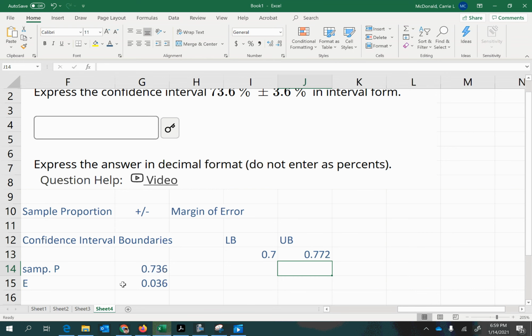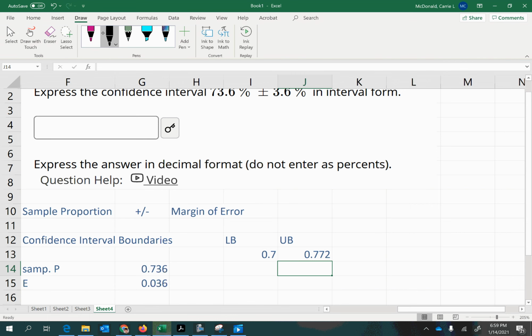All right, now when you go to put this answer into your answer box, you're going to need to make sure that you put parentheses around it. So when you enter this, it's going to look like this. You're going to have your parenthesis, and then you'll have the lower boundary 0.7, then a comma, and then your upper boundary 0.772, and then close the parentheses. And that's how you get it done.